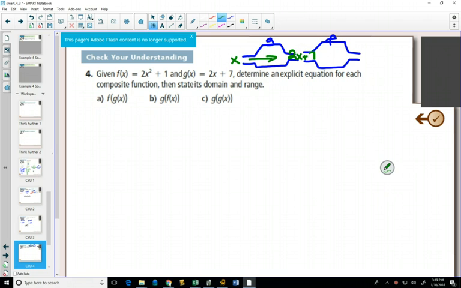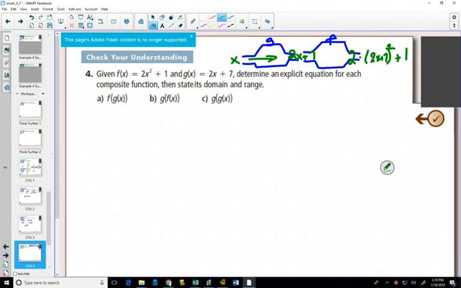Now that 2x plus 7 goes into the f machine. And what does the f machine do? That function says whatever you put in gets squared, gets times by 2, and then you add 1. So if you put in 2x plus 7, 2x plus 7 would get squared, times by 2, and then plus 1.